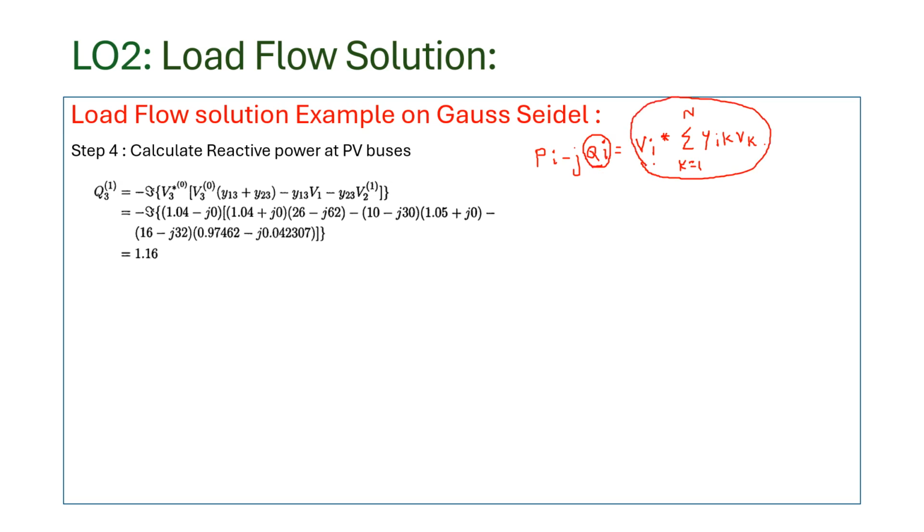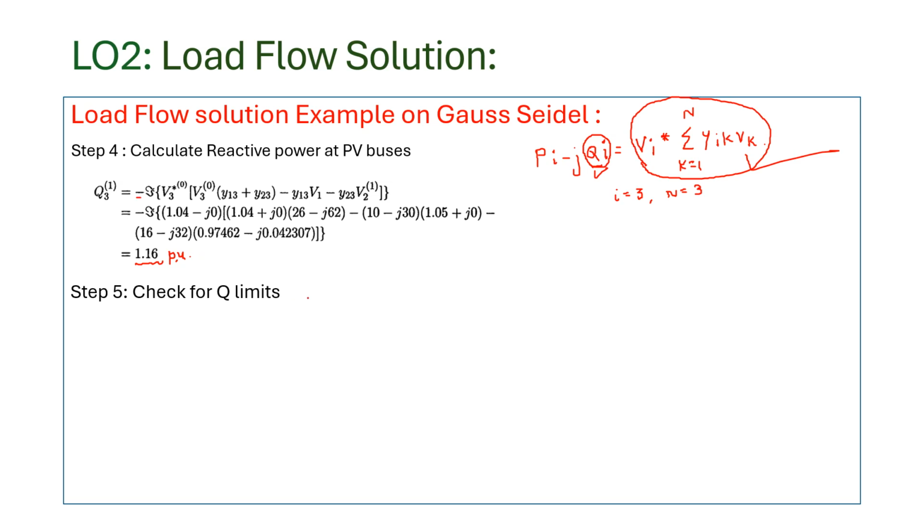Here we have to substitute i equal to 3, that is the third bus, and n is 3 since it is a 3 bus system. Now to calculate Q, minus the imaginary part of this entire term will give you the value of Q. The Q value is calculated as 1.16 per unit. Now after getting the value of Q, that is the reactive power at bus 3, we have to make a certain decision, that is, check for Q limits.